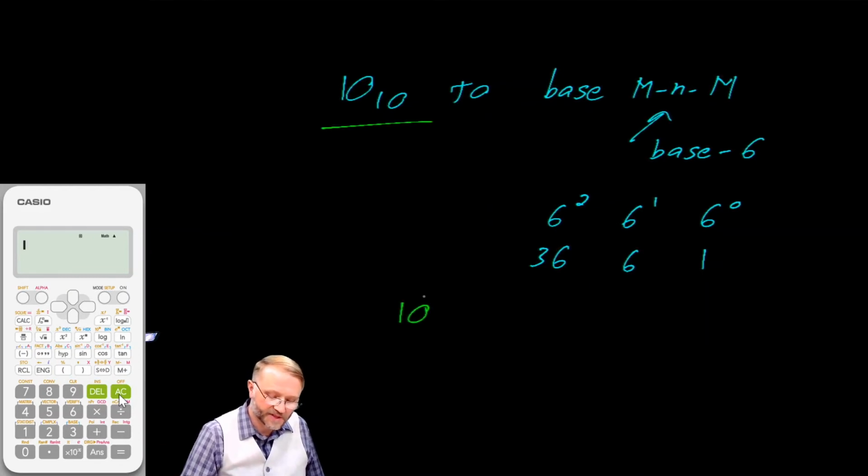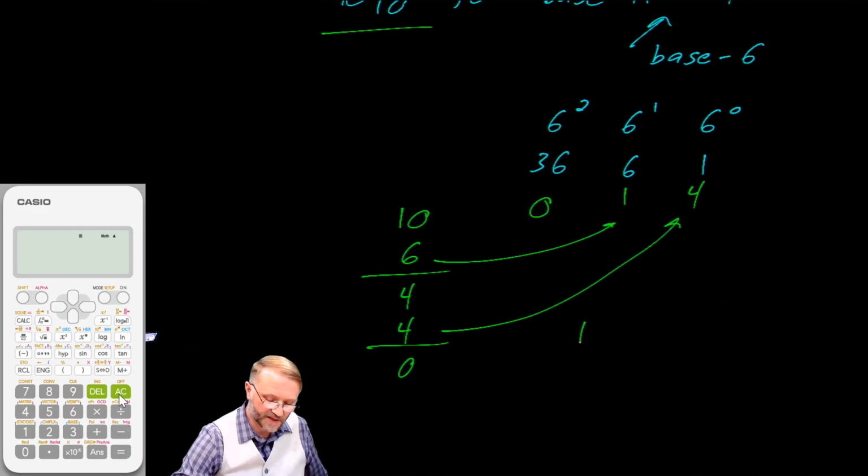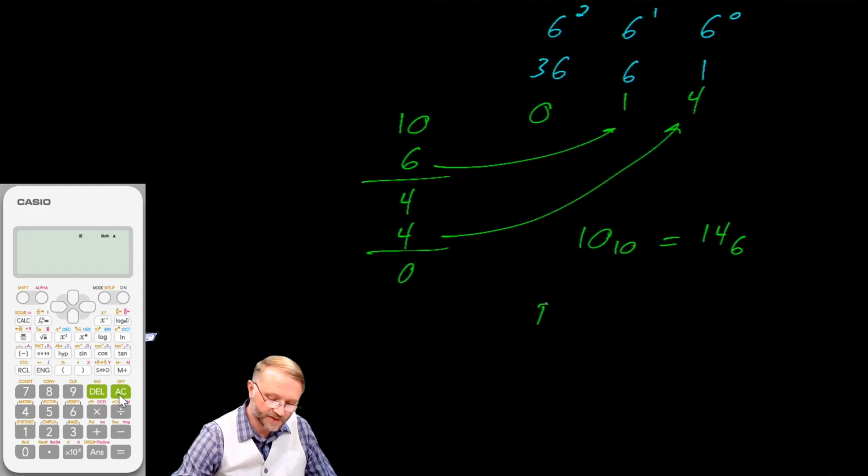As before, we take this number and we move it down here, and we ask a series of questions. How many times will 36 go into 10? The answer is it doesn't. So that's a 0 here. How many times will 6 go into 10? The answer is 1. So we put a 1 there. The remainder is 4. How many times will 1 go into 4? The answer is 4 times. Which tells us that 10 base 10 is equal to 14 base 6. If you go back and look at the codes, I believe that was red and green.